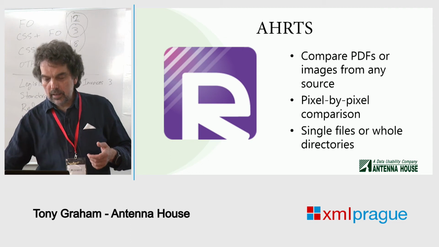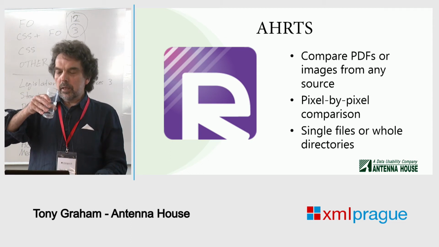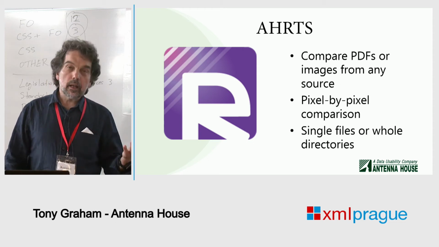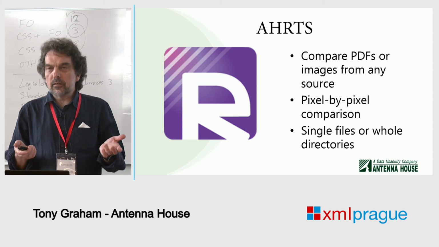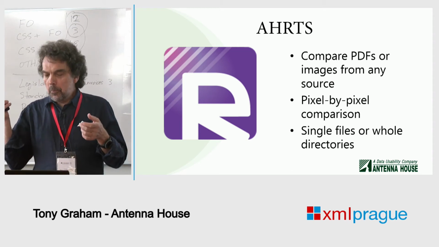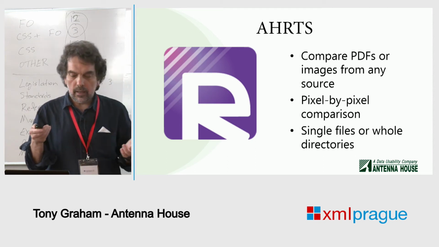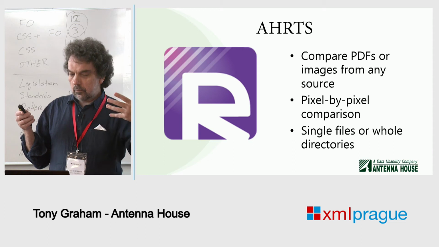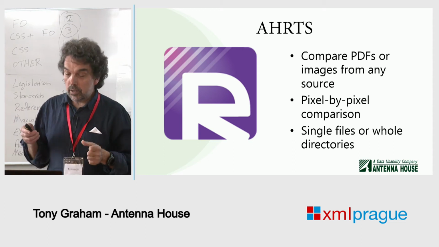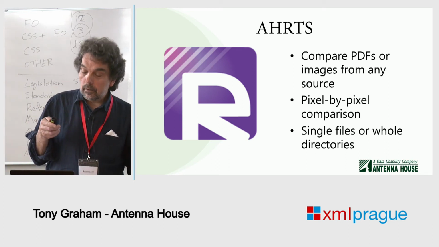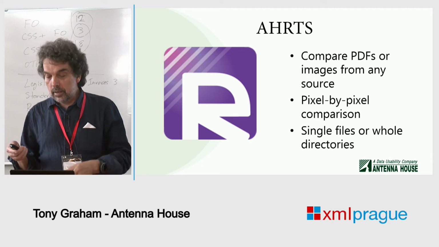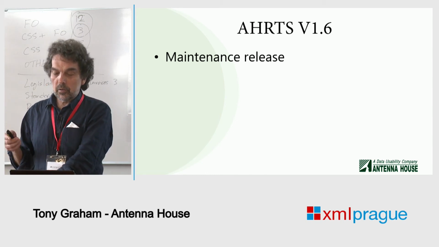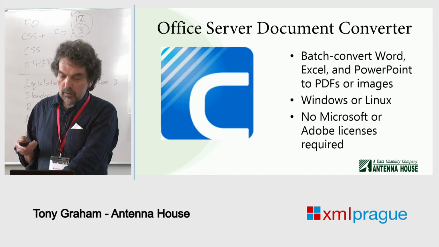Another product is the Antenna House Regression Testing System, as I said, for comparing PDFs or images. It works with PDFs from anywhere. You might not think it's much of an exciting product, but I was at the XML Summer School, and there was someone there who, when he heard that I was from Antenna House, just had to shake my hand, because he was using AHRTS every day, generating Word documents from XML, and he was using AHRTS to check that he hadn't made any unexpected changes, and it made his life so much easier. Since I last saw you, AHRTS has produced version 1.6, which is really just a maintenance release.